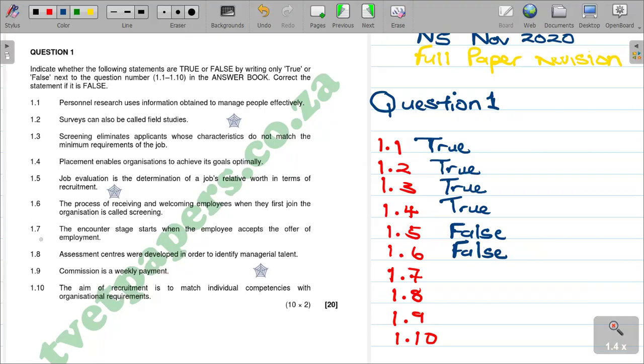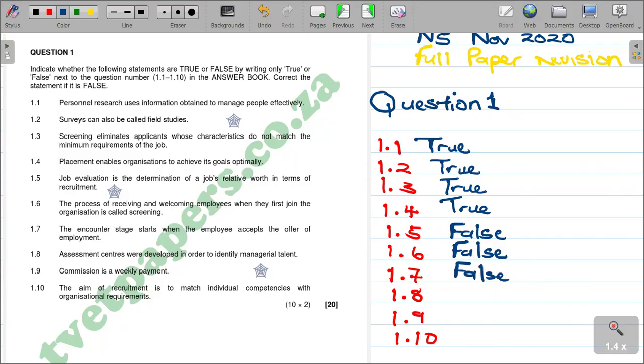Let's go to 1.7. The encounter stage starts when the employee accepts the offer of employment. That's false. The pre-arrival stage is when it starts, when the employee accepts the offer of employment. So the statement is false. Pre-arrival is the correct answer. Right. Let's move on to 1.8.